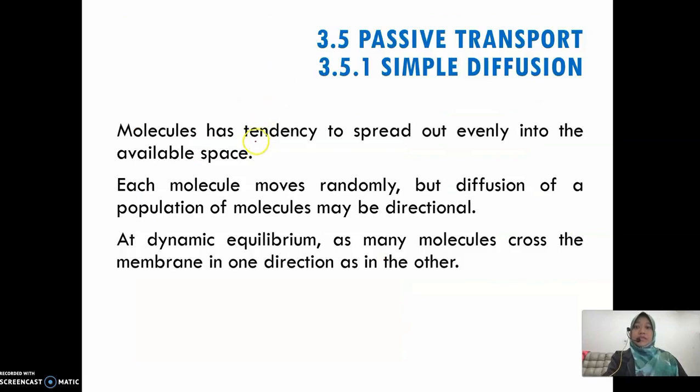Generally, molecules have a tendency to spread evenly in available space. Each molecule moves at random. However, the population of molecules moves in a specific direction. At dynamic equilibrium, the net molecule movement across the membrane is 0.